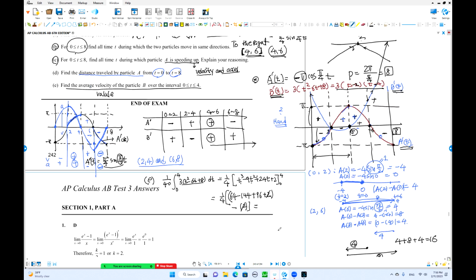64 minus 144 is negative 80, right? So negative 80 plus 96 is 16, isn't it? So 1 over 4 times 16, that's the average. Okay? So how much is this one? 16 over 4 is 4, right? Yeah, that's the average value of particle B. Is it okay? Okay.